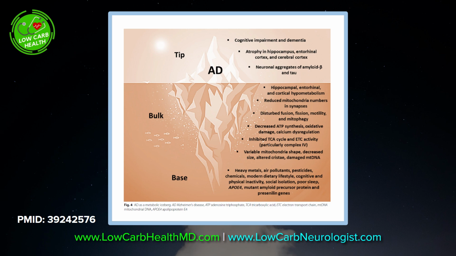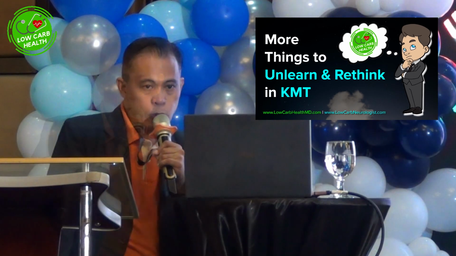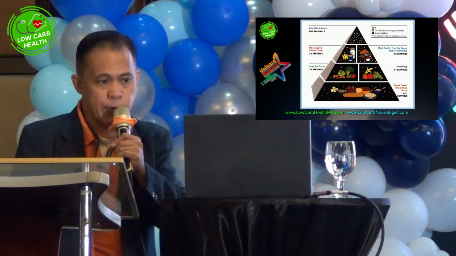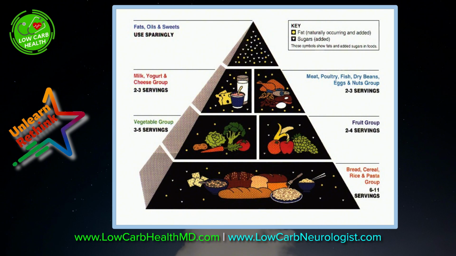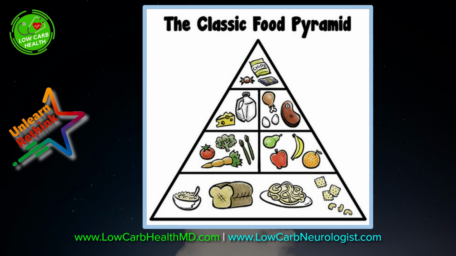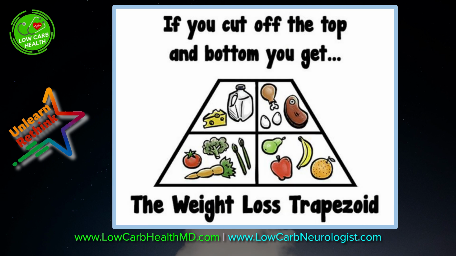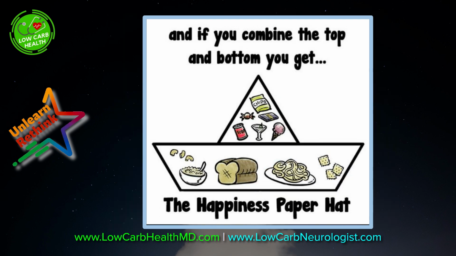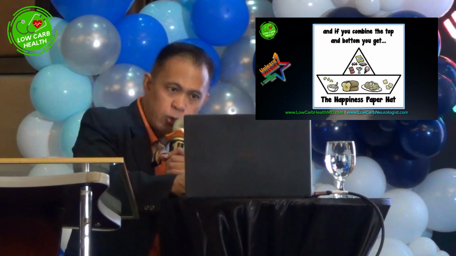So, to wrap up this discussion, there are things that we need to unlearn, like this USDA food pyramid, wherein 60% of the diet as carbohydrates is recommended as a guideline. This is actually killing most people in the world today. And according to this meme, the classic food pyramid, wherein 60% are carbohydrates, we need to change this. Actually, if we cut off the top and the bottom, that's the healthy part of it. And if we join the top and the bottom, it becomes, according to this meme, the happiness paper hat. Carbohydrates are addictive, and that includes sugar.